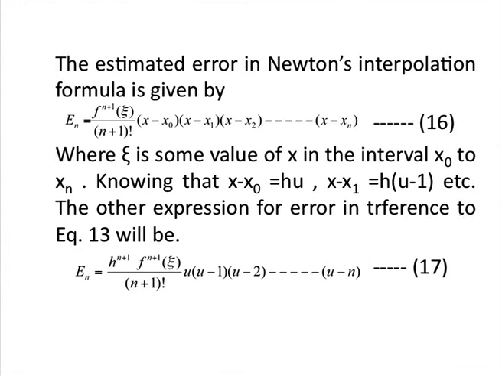The error in Newton's interpolation formula will depend of course on the n plus first derivative of the function, and of course the closeness of the x value to the other values x0, x1, that means on the interval.